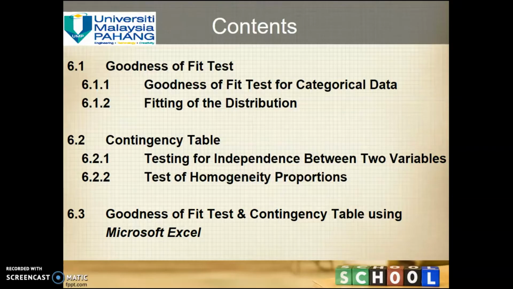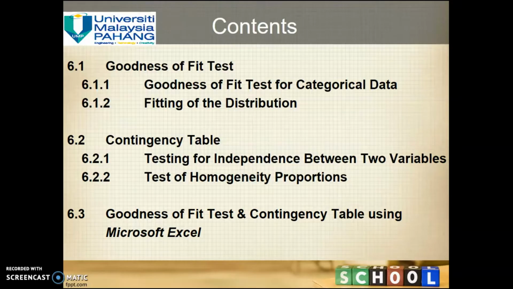So the third one here, I leave it to you. You can study from the slides and also from the notes in the module. So I will focus on 6.1 and also 6.2.